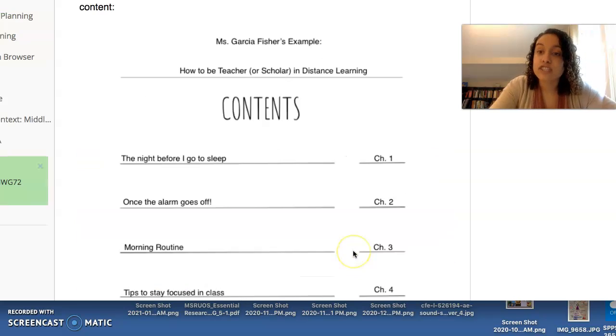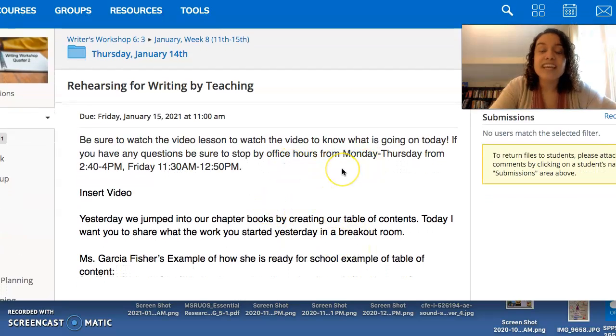If you have any questions, be sure to come to office hours and I will gladly support you, brainstorm with you, and help you figure out what you're writing and what you want your chapter book for informational writing to look like.